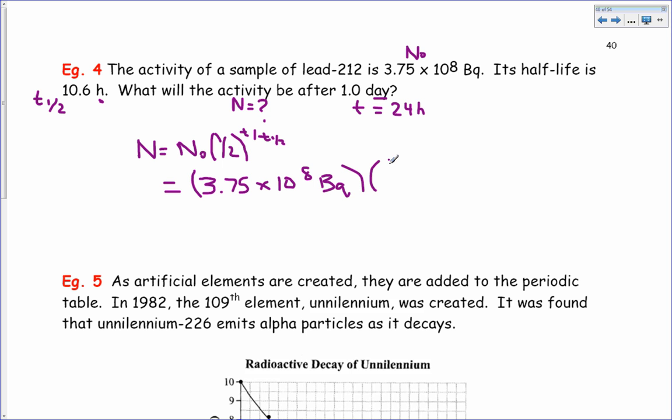Then it's times 1/2 to the power of 24 over 10.6, and that's in brackets there too. And so you should get, so that's roughly two and a little bit half-lives, 7.81 times 10 to the 7 becquerels. Good.